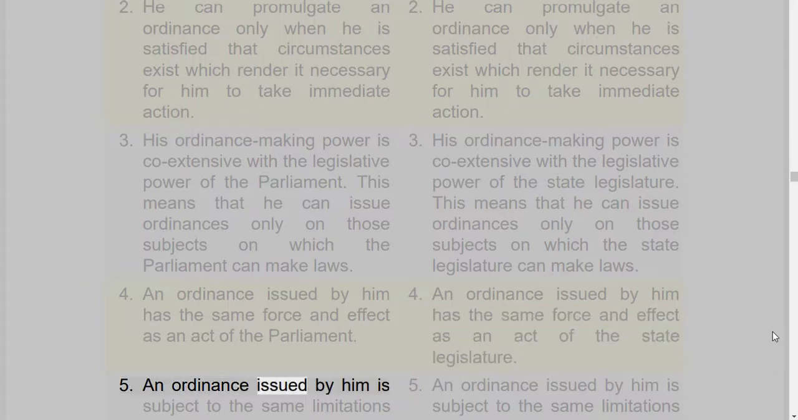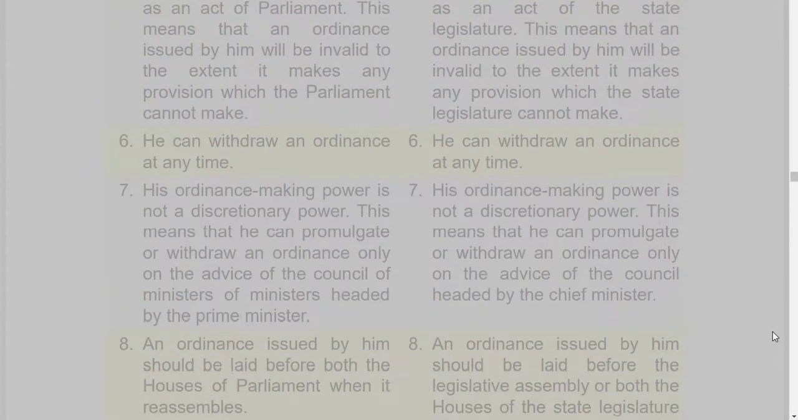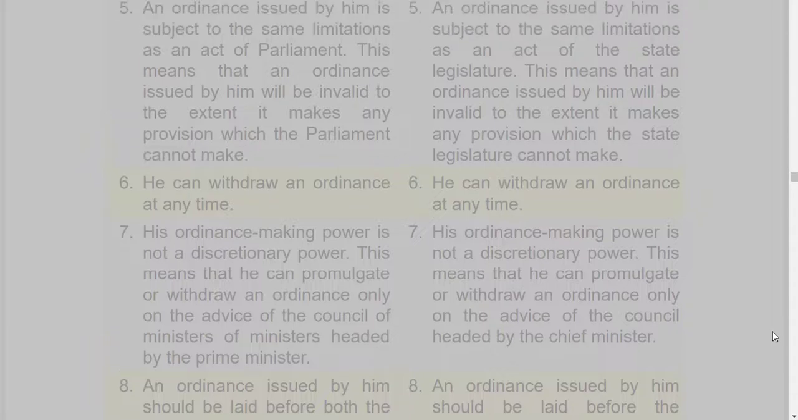5. An ordinance issued by him is subject to the same limitations as an act of Parliament. This means that an ordinance issued by him will be invalid to the extent it makes any provision which the Parliament cannot make. 5. An ordinance issued by him is subject to the same limitations as an act of the state legislature. This means that an ordinance issued by him will be invalid to the extent it makes any provision which the state legislature cannot make.